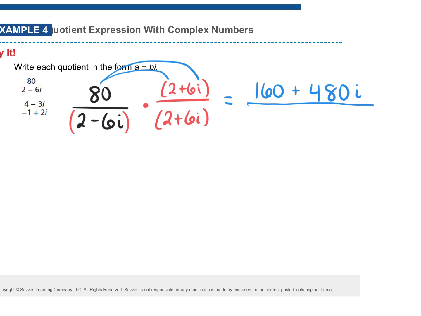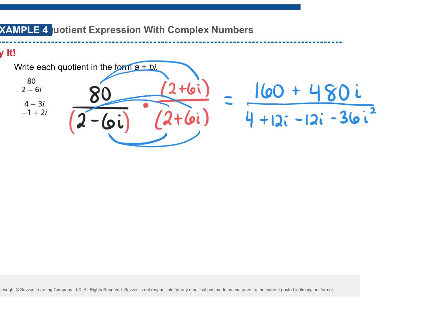What did you say? Foil. Yep, distribute. 2 times 2. 4. 2 times 6i. 12i. What's negative 6i times 2? Negative 12i. And then what's negative 6i times 6i? Yes. Negative 36 i squared.